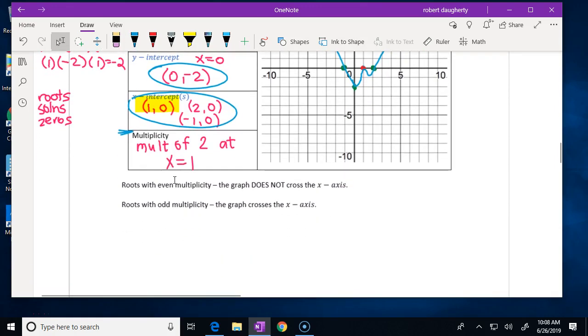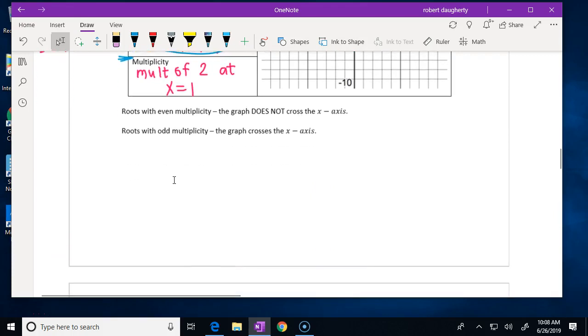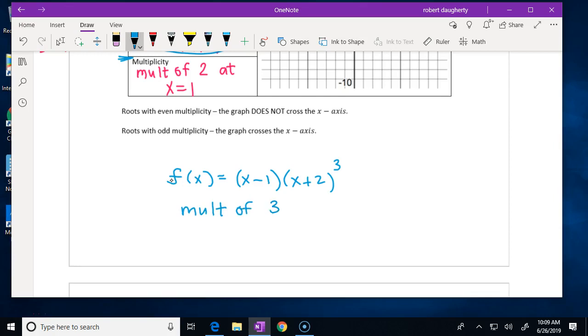Anytime you're looking at multiplicity, even multiplicity means I do not cross the axis. Odd multiplicity, I do cross the axis. So for example, if I had f of x equals x minus 1 times x plus 2 cubed, then this would be a multiplicity of 3 at x equal negative 2. And I would cross the axis because that's an odd multiplicity. And I would also cross at x equal 1 because that's implied, it's raised to the power of 1.